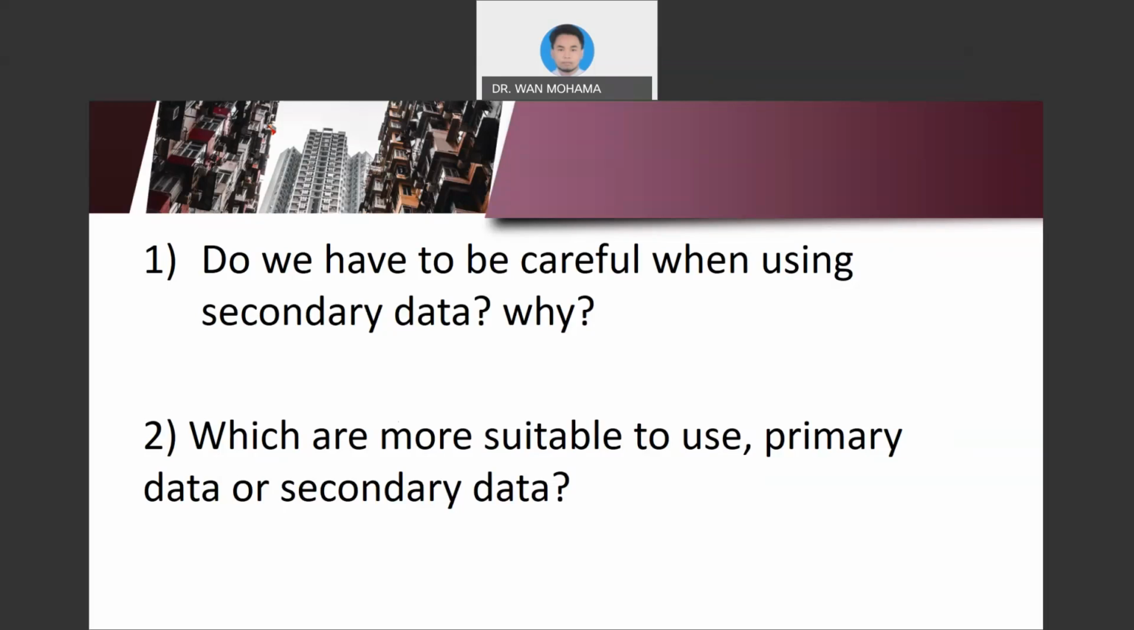And then the next question: which is more suitable to use, primary data or secondary data? Actually, it depends on what kind of research you are doing. If you are doing research that has never been explored, primary data is much recommended. But if you are working with a topic that has been explored and you just want to enhance the analysis, you can use secondary data. For example, if you want to make an economic comparison between Malaysia, Thailand, Singapore, and so on, we already have the data. You just want to make the comparison using the secondary data available in the database, so it is suitable.